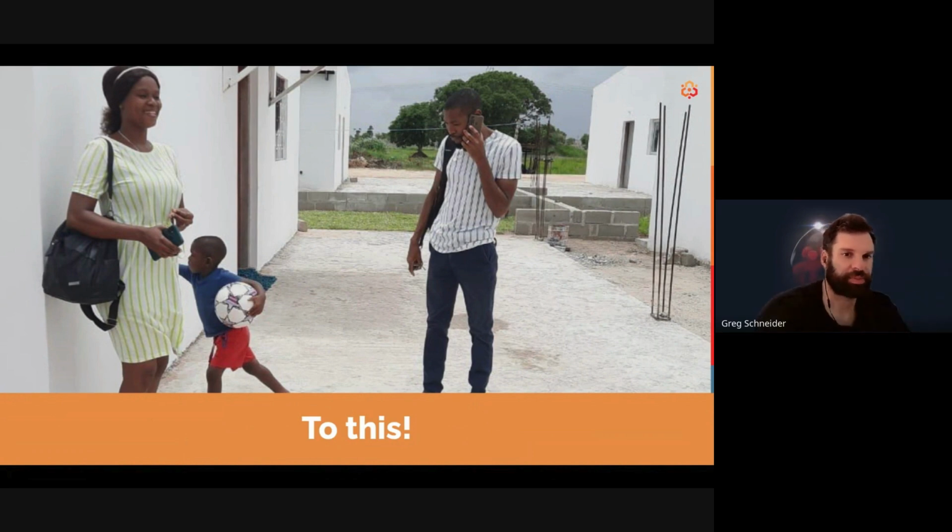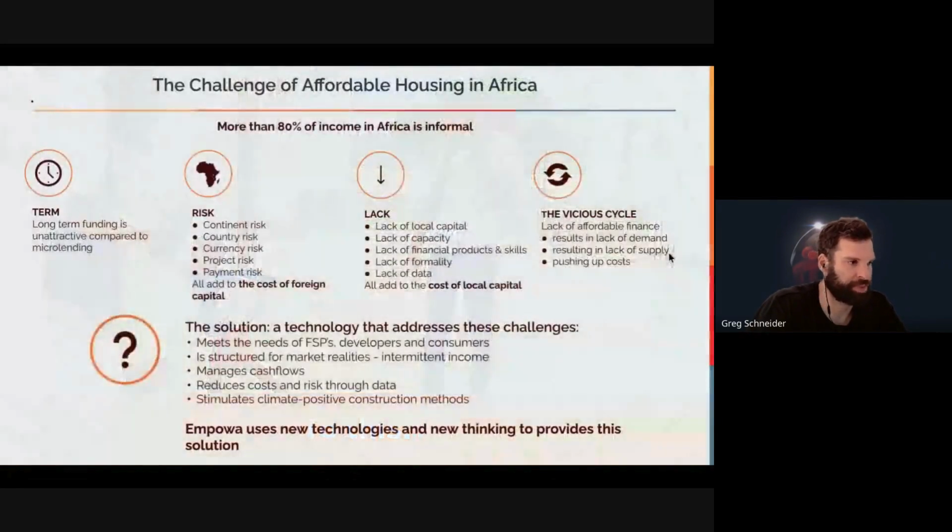But it's important to understand the business model and what is the product that we're offering, and importantly, the suite of software we've built, how it supports that business model. Okay, so here are some of the challenges in affordable housing in Africa. I touched on some of these when I was giving my little run through just on the last slide.